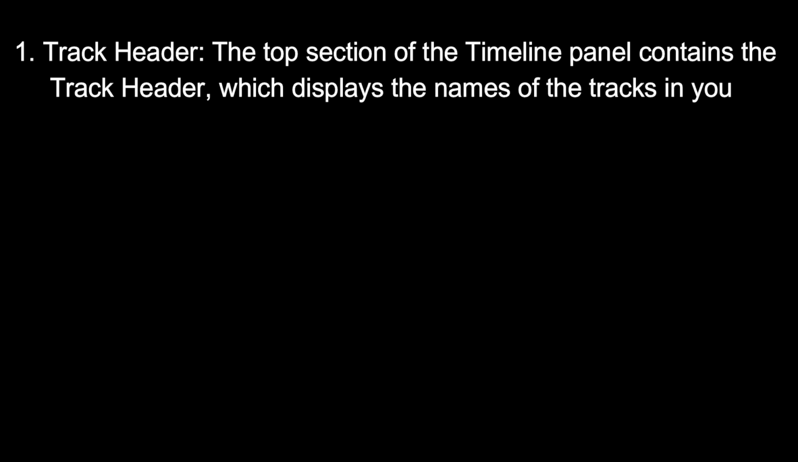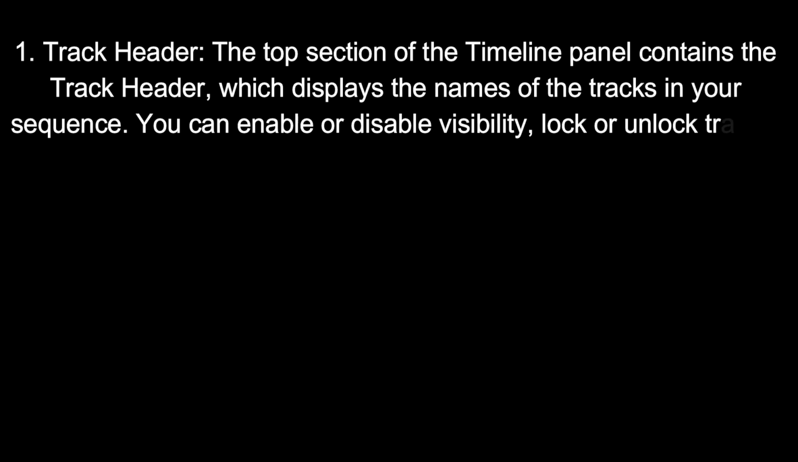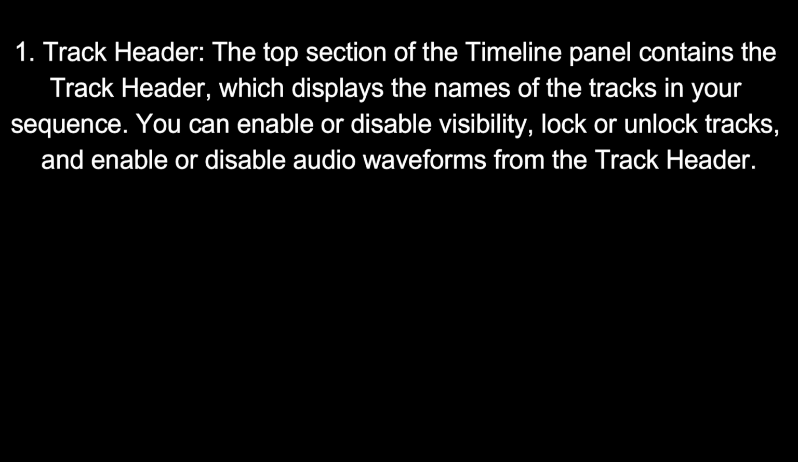1. Track header. The top section of the timeline panel contains the track header, which displays the names of the tracks in your sequence. You can enable or disable visibility, lock or unlock tracks, and enable or disable audio waveforms from the track header.